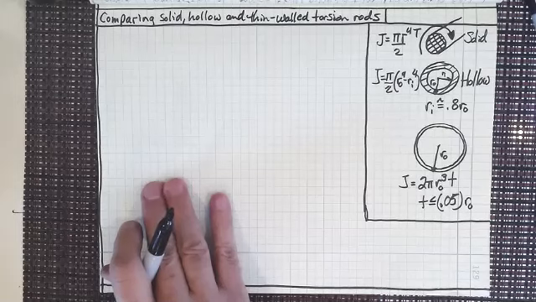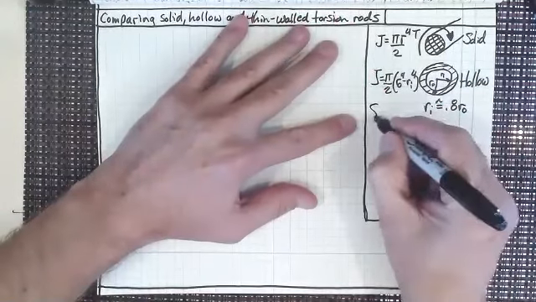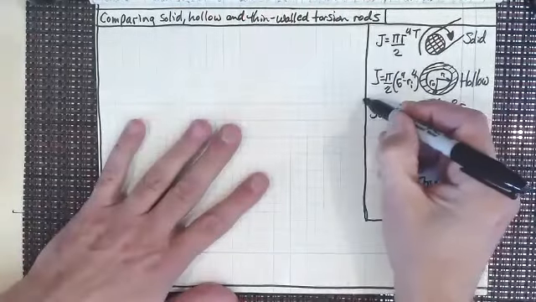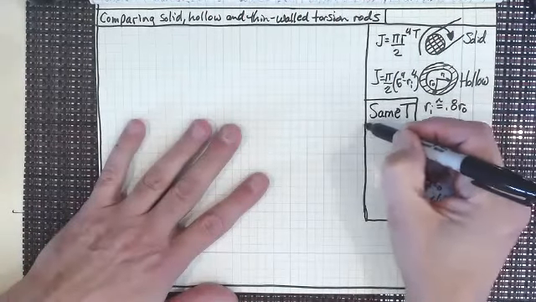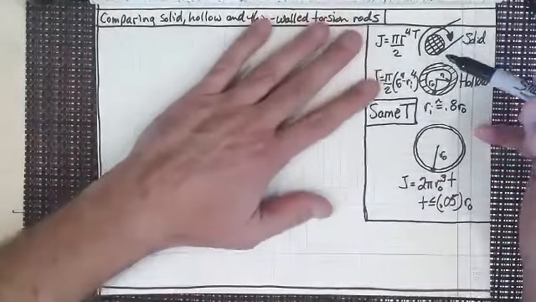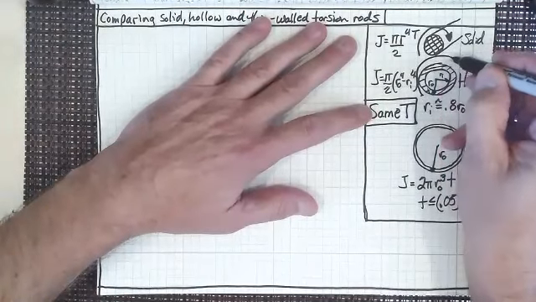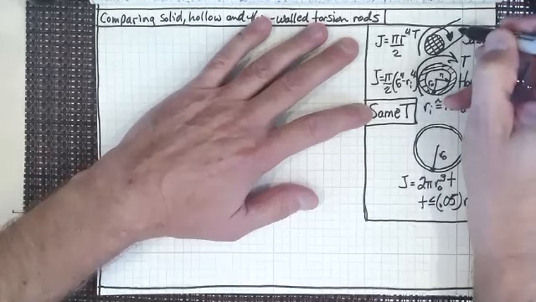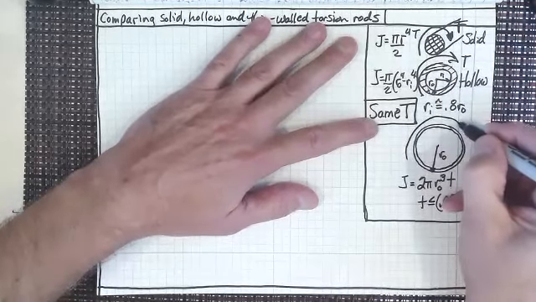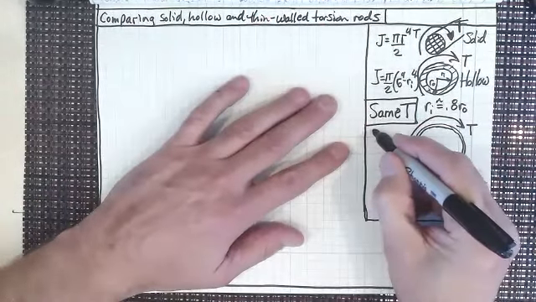Now, there are 2 things that are common. First of all, we want the same torque. So we're going to apply the same torque to all 3 of these. That's the comparison. And doesn't that make sense? Because we're trying to compare apples against apples, right? So we're comparing the same torque loading on that as I've got on here. So same torque and same material.